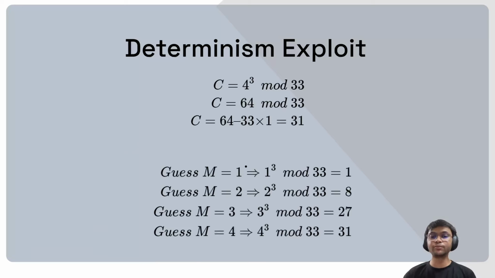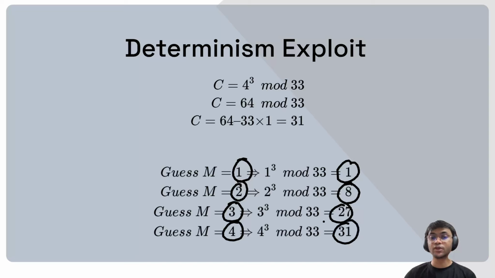So Eve will pre-compute the ciphertext for a sample of plaintexts. For 1, it would be 1. For 2, they'd compute the ciphertext as 8. For 3, they'd compute 27. And for 4, they compute 31. Note that E and N are public knowledge at this time.